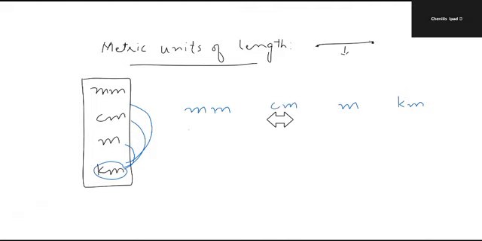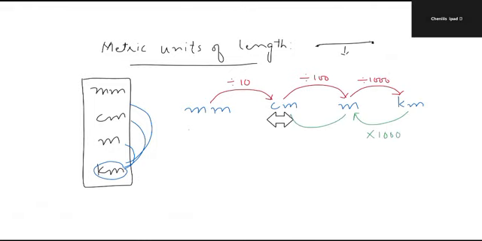So when we go from millimeters to centimeters, we have to divide by 10. When we go from centimeters to meters, we need to divide by 100. When we go from meters to kilometers, we need to divide by 1000. Similarly, when we have to go backward from kilometers to meters, we need to multiply by 1000. Meters to centimeters, we need to multiply by 100.